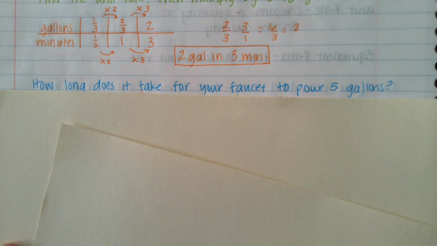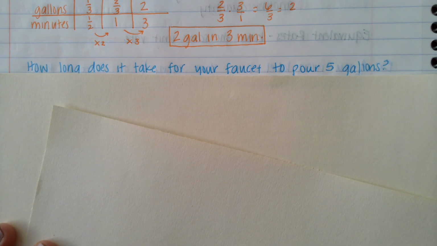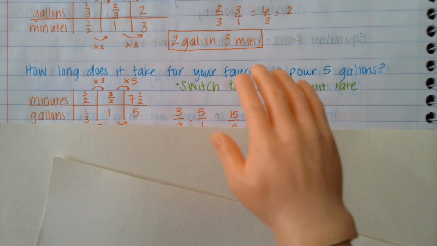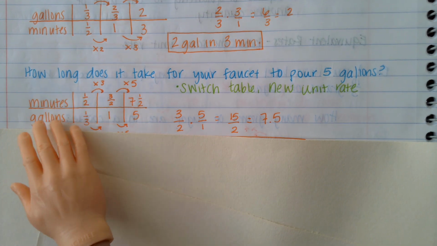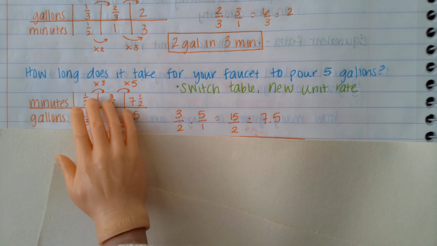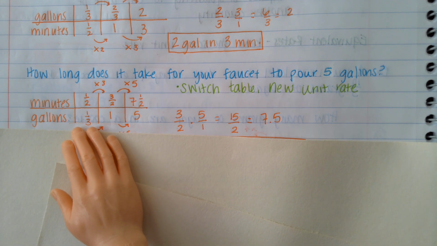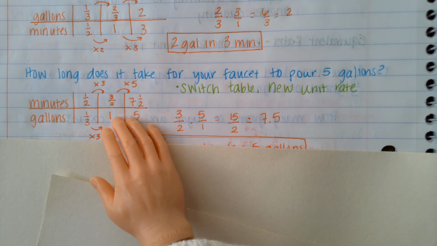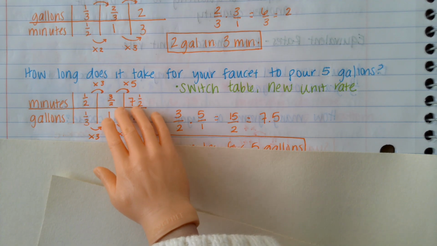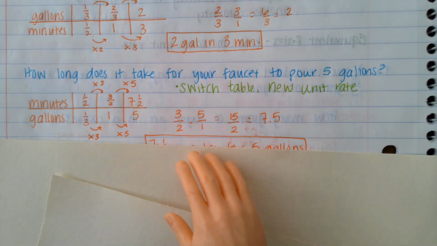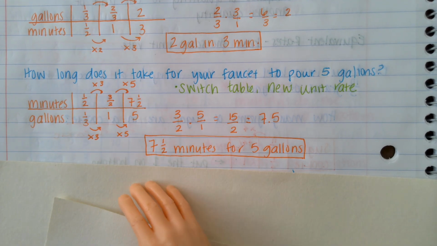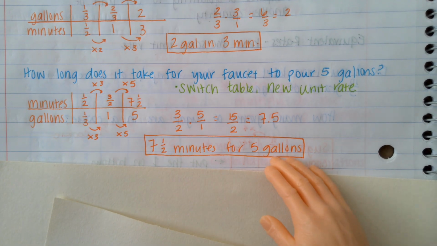How long would it take for your faucet to pour 5 gallons? So we're going to switch the table and find a new unit rate. So I need to figure out how long it takes for 1 gallon, so we put gallons on the bottom, and then that would be 1/2 minute for 1/3 of a gallon, multiply by 3 to get 1, and so multiply by 3 to get 3/2, and then multiply by 5 to get 7.5 for 5 gallons. So 7.5 minutes for 5 gallons.